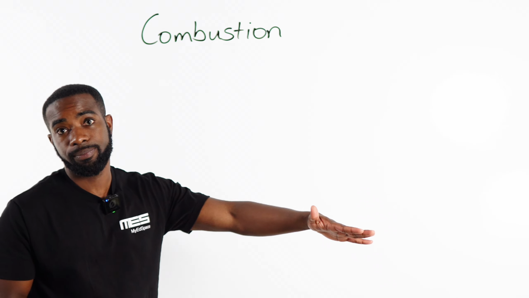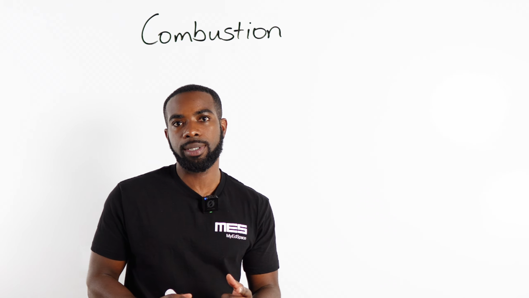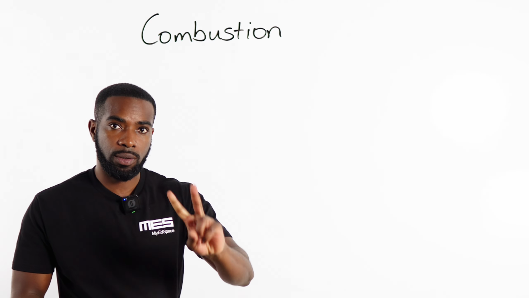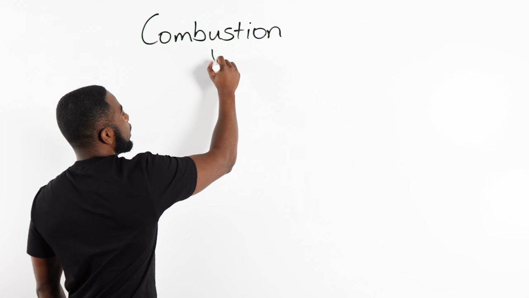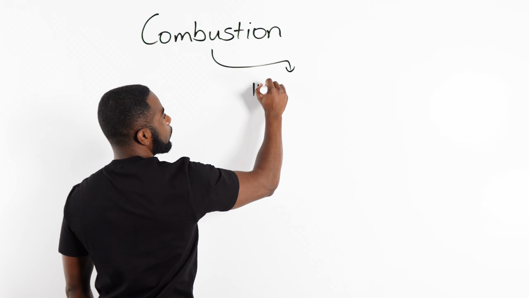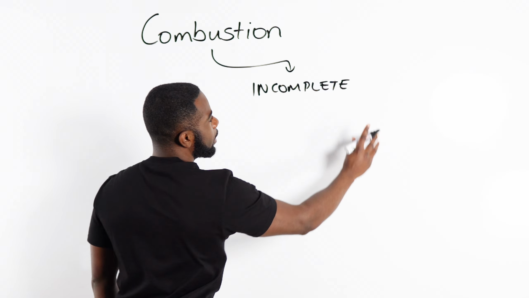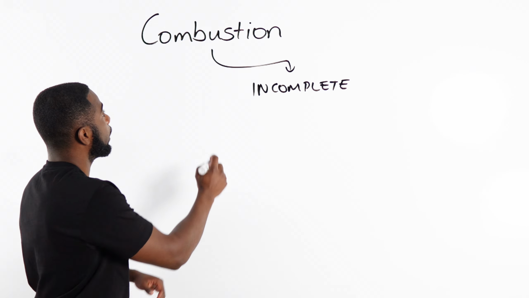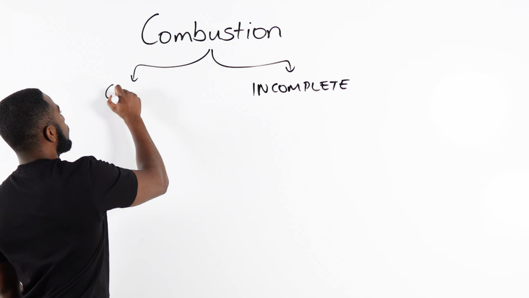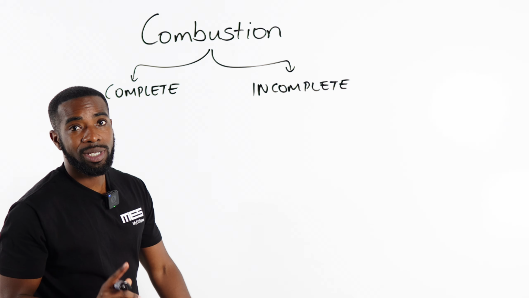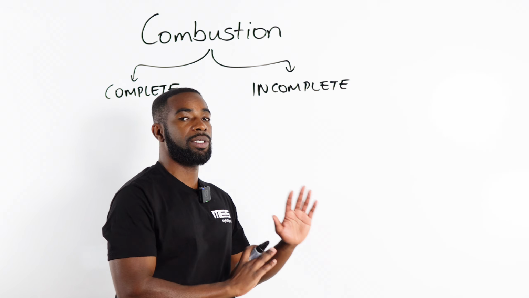But what is combustion? Combustion is the reaction of an alkane with oxygen to give off heat and light. There are two types. First type is incomplete combustion. We'll do it this way around. And the second type, as you can guess, is complete combustion. So we go to this side, put complete. For all exam boards, you must know the definition of these two.